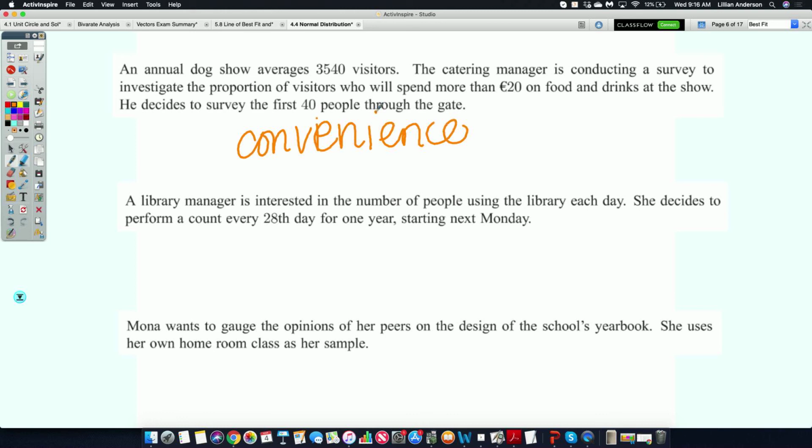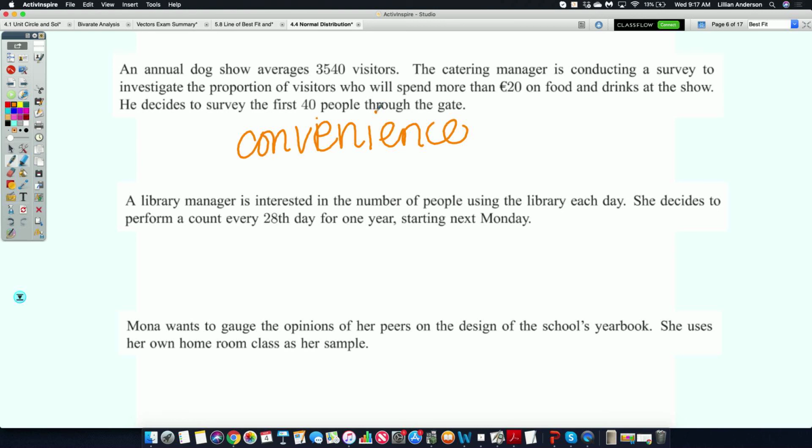Okay, this is convenience. Would it not be like quota sample? Would it not be like systematic sampling? It would not be systematic because systematic means that he has a system for how he's collecting his people. He's just collecting the first 40 people that walk through the door, and then that's going to be it. Since there's no designated interval. Yes. Oh wait, systematic is interval based. I'm sorry, I meant to say stratified.